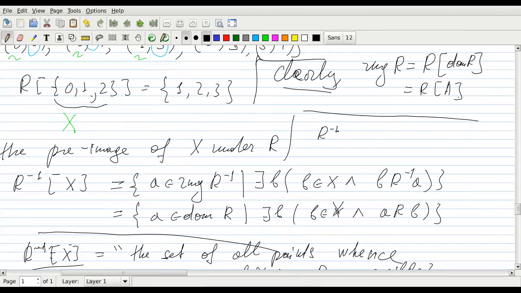And what is the domain of R? The domain is just the pre-image of its range, or it is just the pre-image of any set that contains the range. Is it clear?